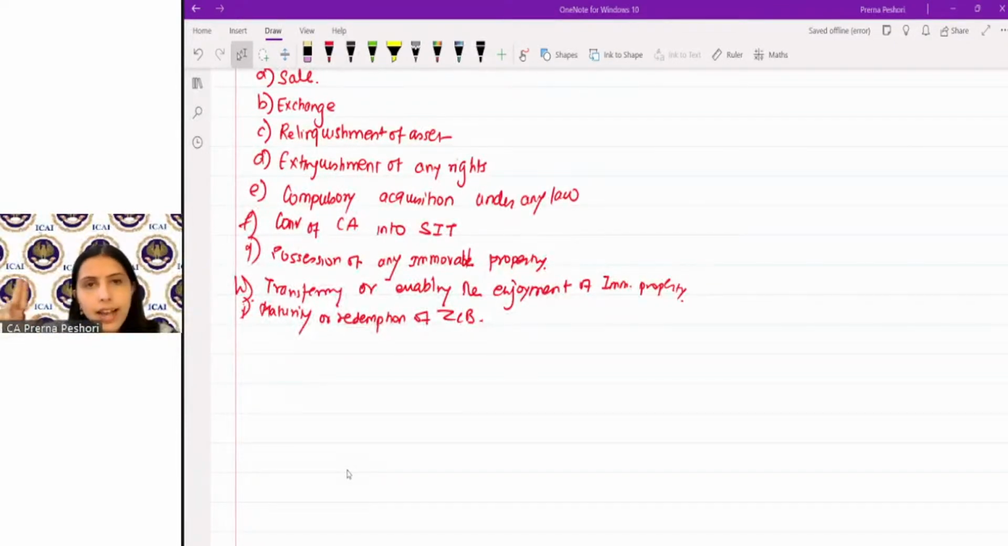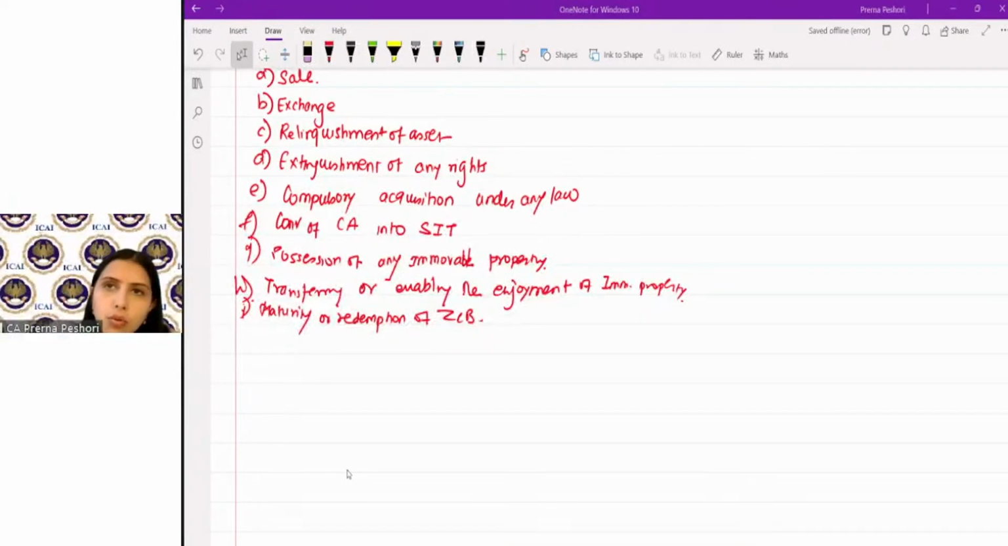So that is considered as transfer. Or any transaction which enables the enjoyment of any immovable property, which has the effect of transferring or enabling the enjoyment of any immovable property. Correct? So whether by way of becoming the member of or acquiring shares in a cooperative society, that is considered as transfer again. And maturity or redemption of a zero coupon bond. Are we clear? But this is the inclusive definition.